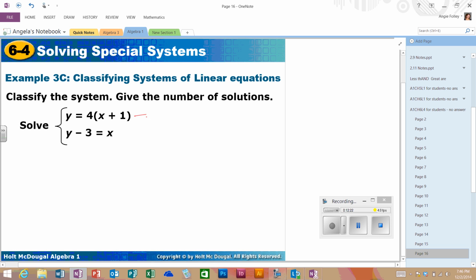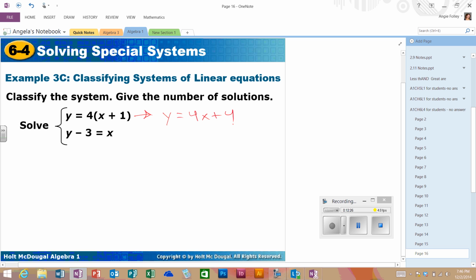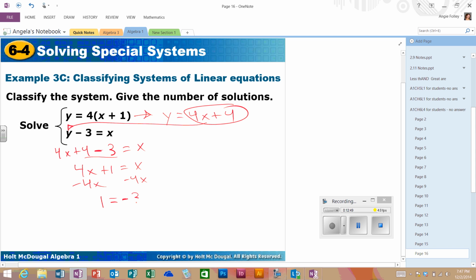Okay, next one. I'm going to distribute first, so I get y equals 4x plus 4. And for this one, I'll just substitute that in. So I get 4x plus 4 minus 3 equals x. Then I'm going to get 1 when I do 4 minus 3. I'm going to subtract from this side my 4x. So I get 1 equals negative 3x. Divide by negative 3. So my x is negative 1/3.